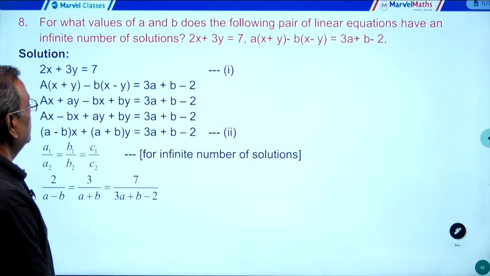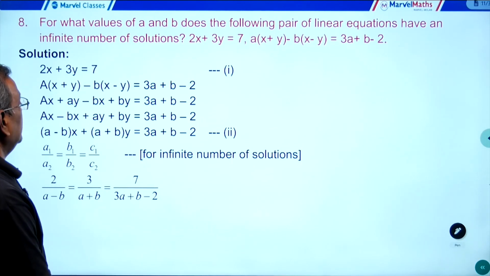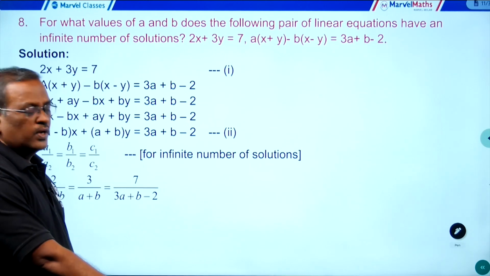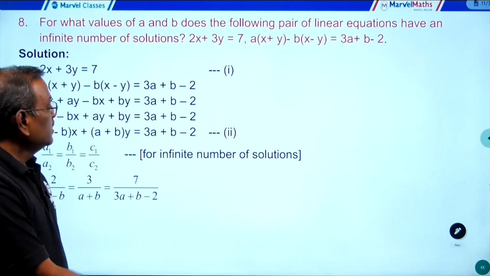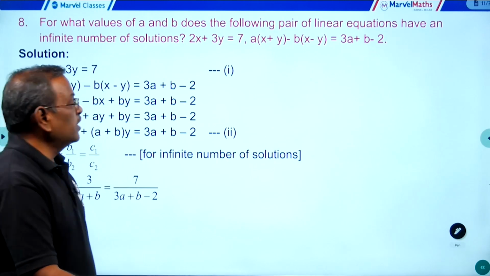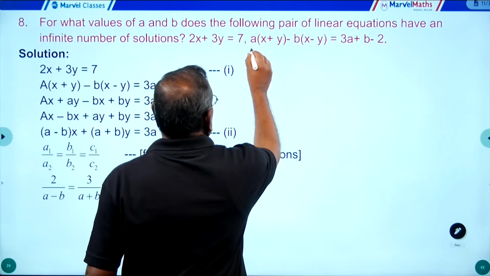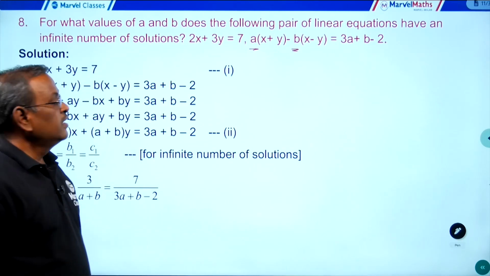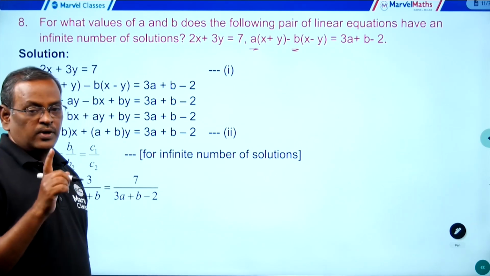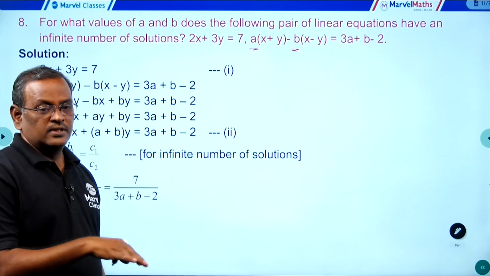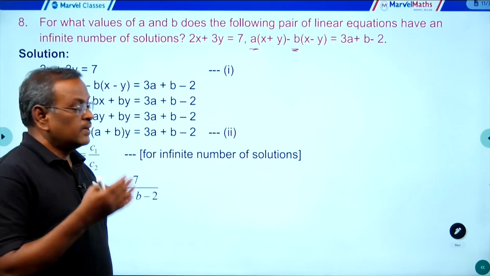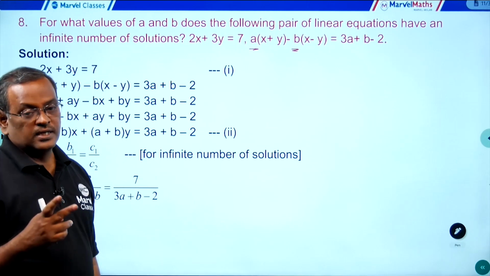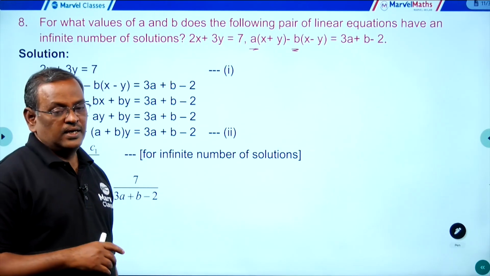find the value of a and b. For what value of a and b does the following pair of linear equations have infinitely many solutions? One of the tough and very important sums. Infinitely many solutions, but how many unknown constants are there? Two unknown constants, a and b. You can find the value of a and b. But previously we had only one unknown constant, k, for unique solution, k for no solution. But here we have two constants, so we can find the value of a and b.